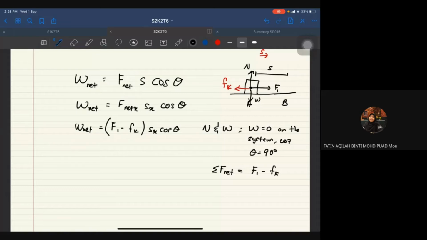Maksudnya dia tak cakap spesifik, dia due from the force ke friction ke, dia tak cakap. We assume dia tanya untuk keseluruhan. So bila dia tanya keseluruhan, you have to use F net x. Okay, please remember that. Ramai student terlepas pandang yang ni lah.